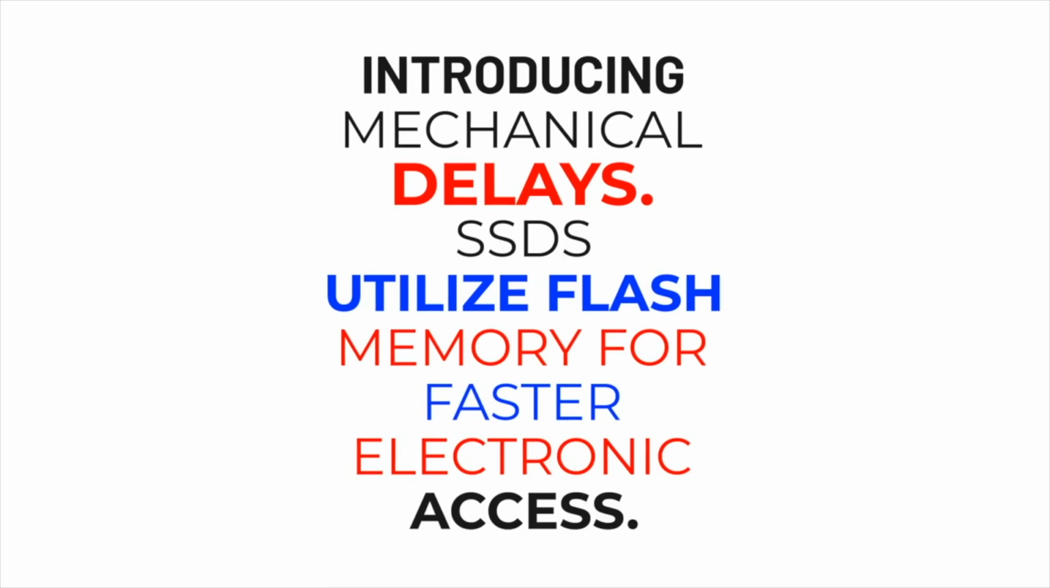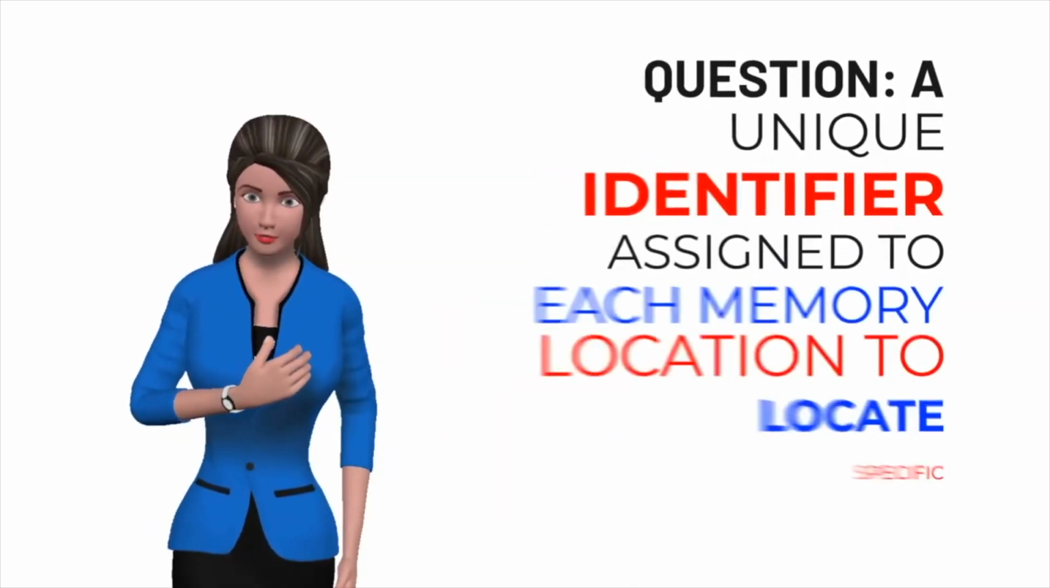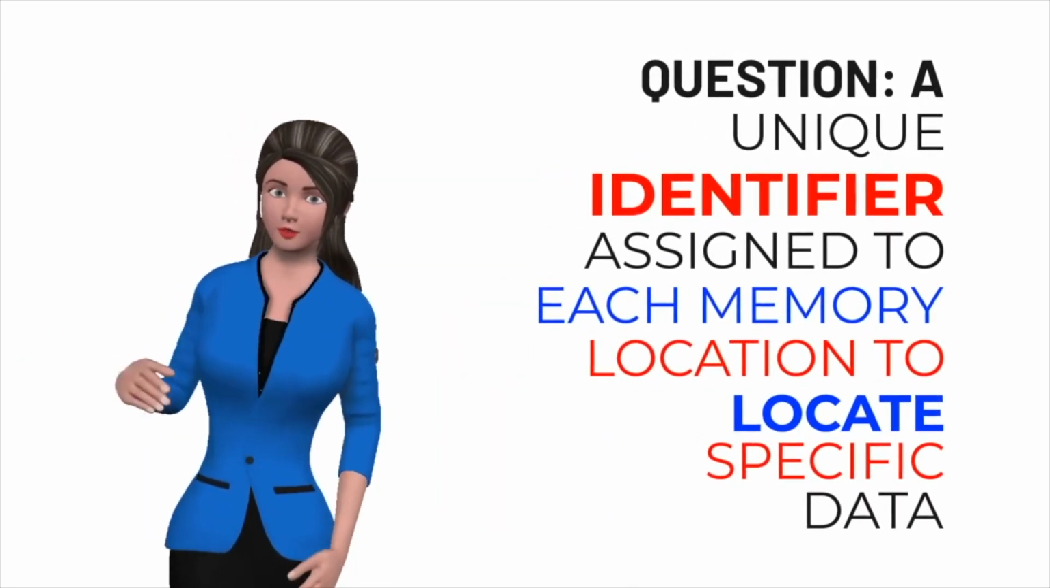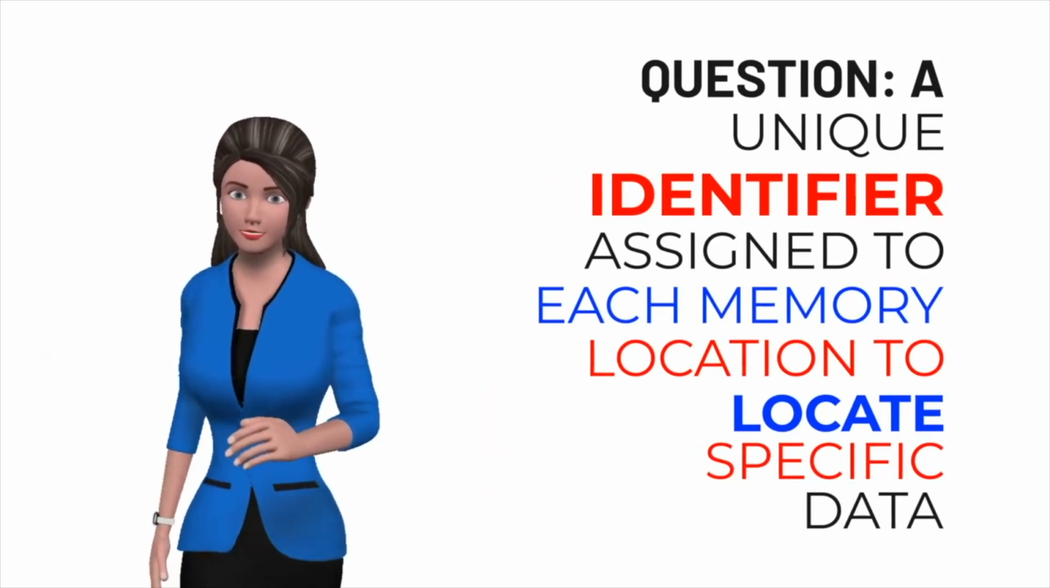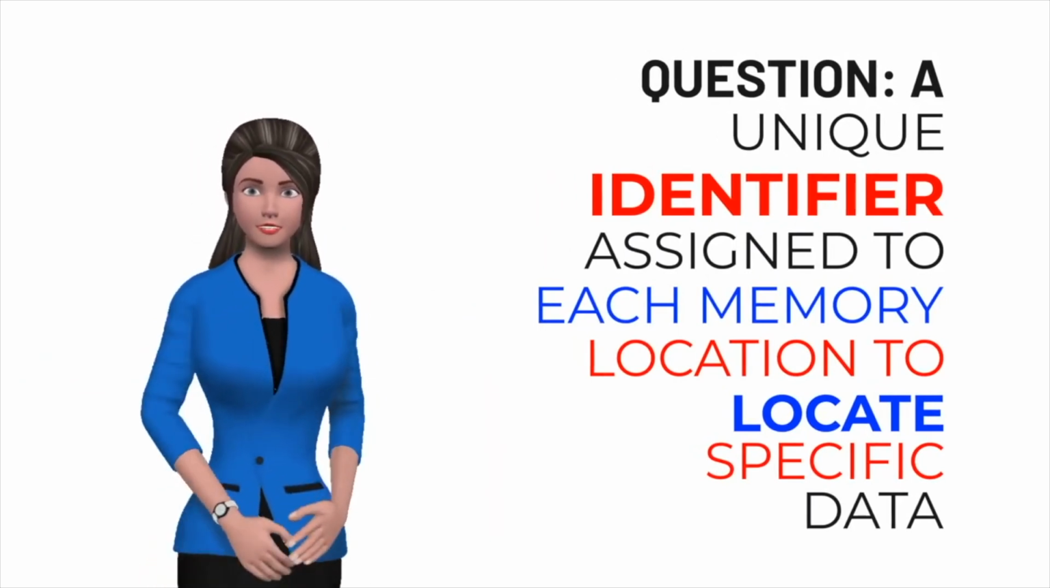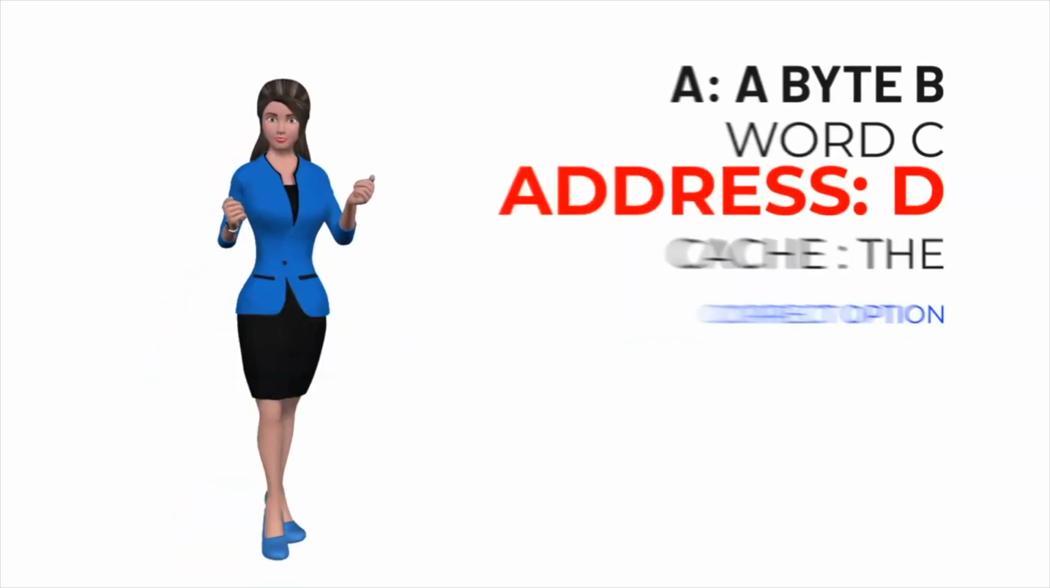Question. A unique identifier assigned to each memory location to locate specific data is called a: A. byte, B. word, C. address, D. cache. The correct option is C. Explanation: An address acts like a unique label for each memory location, allowing the CPU to find specific data.